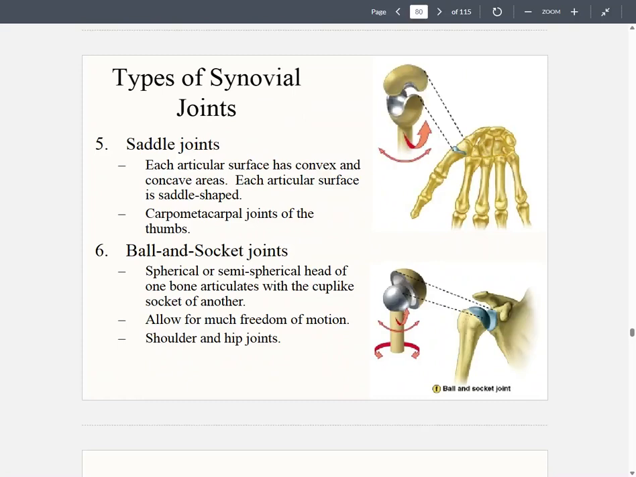And then we get to the ball and socket. The ball and socket is exactly what it sounds like. It has a spherical head on one bone, and it fits into a spherical depression in the other bone. Classic examples of this are going to be your shoulder joint, your hip joint. These ball and socket joints allow for almost 360-degree motion. And in fact, in the case of our shoulder, we can move our shoulder in basically 360 degrees.